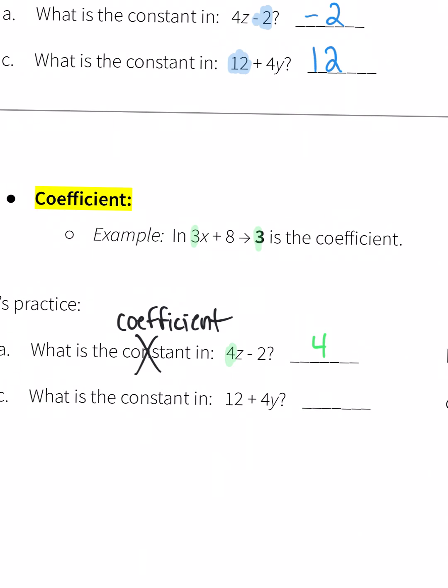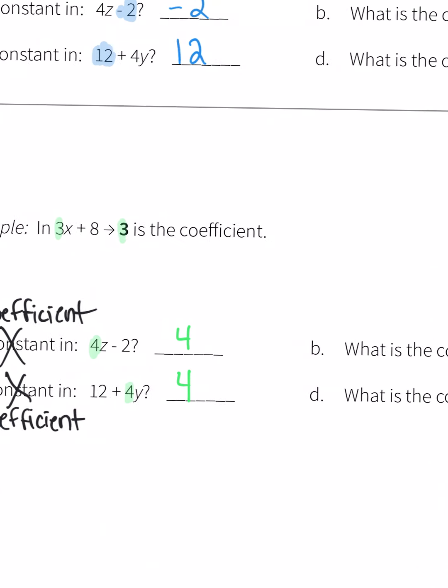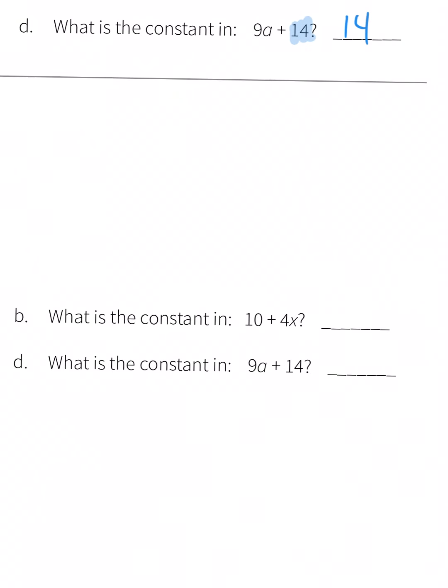If we look right here, what is the coefficient, not constant, in 12 plus 4y? Well, which number is touching the variable? 4y. 4 is touching y, which is the variable. So the coefficient here would be 4. Same thing. All right, so these next two over here, you are going to be finding the coefficient, not the constant. So find the coefficient, which numbers are touching the variables.